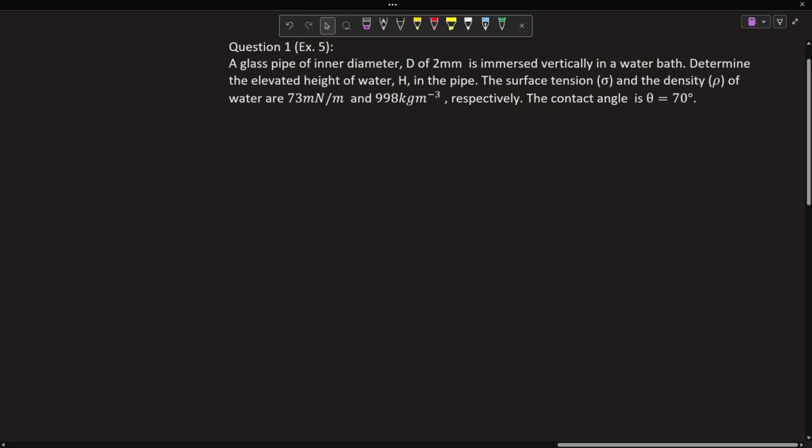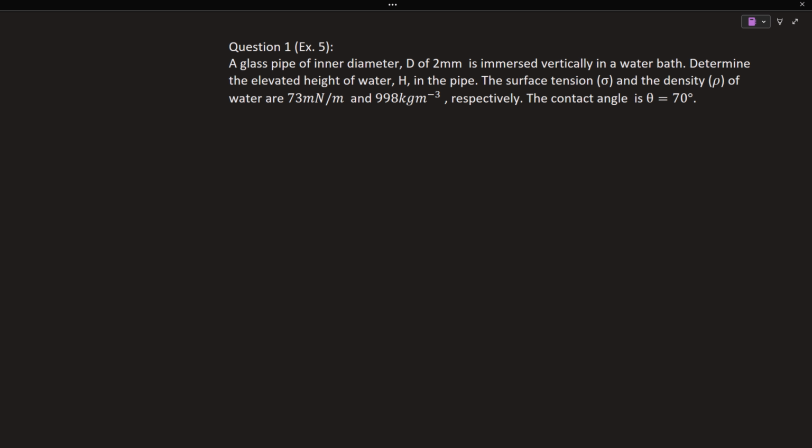So let's go ahead and solve this question. Let me use green this time around. A glass pipe of inner diameter 2 mm. As you can see, we have the diameter here. Therefore, we are going to use the second formula, which has 4 times surface tension times cos theta over our diameter times acceleration due to gravity times density.